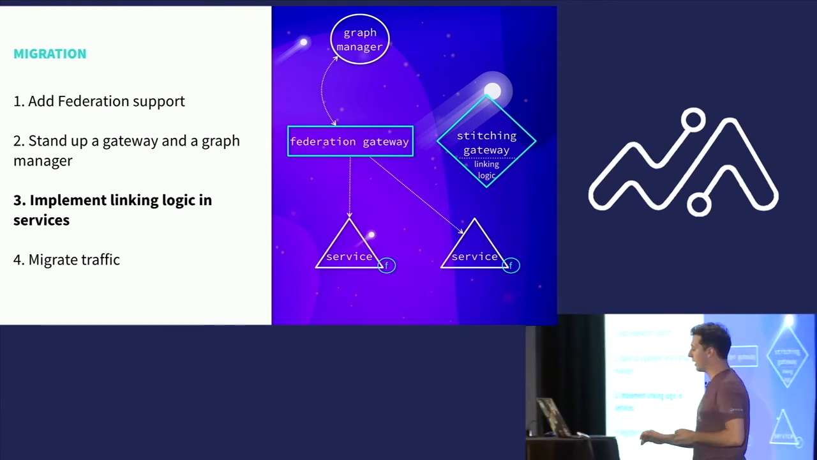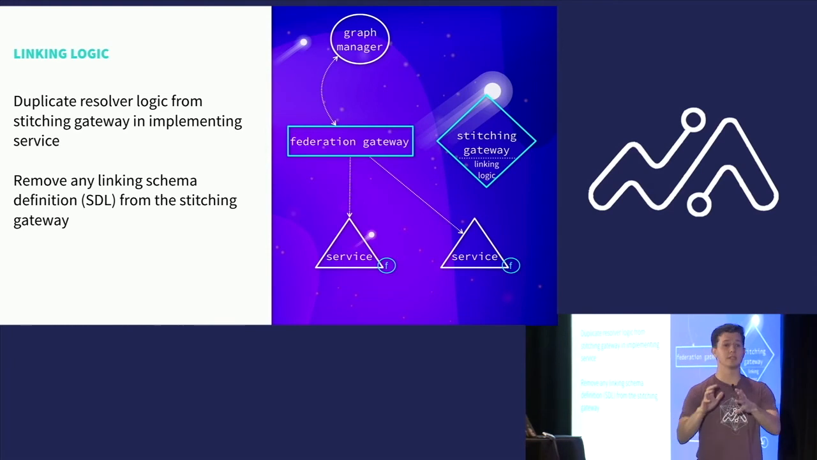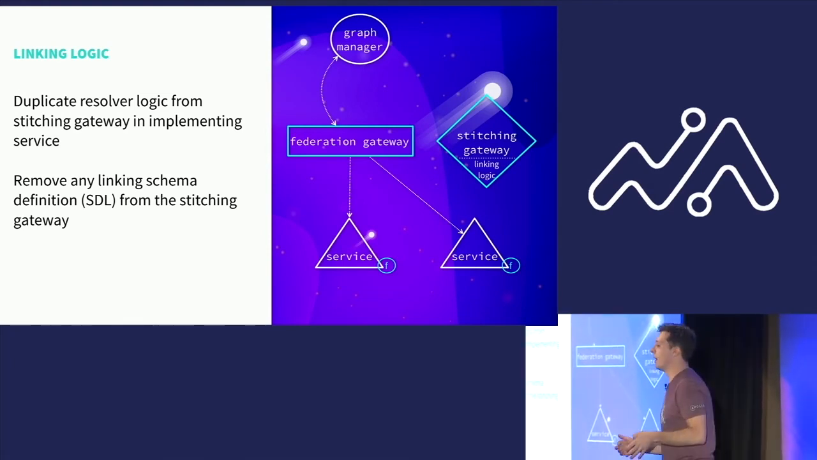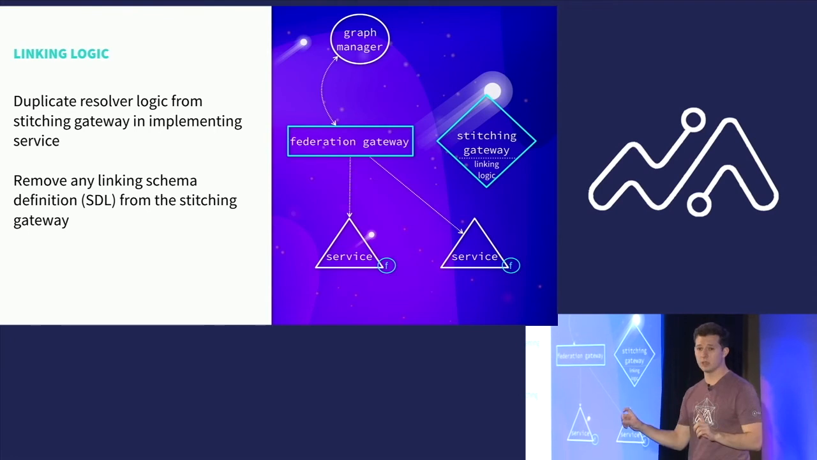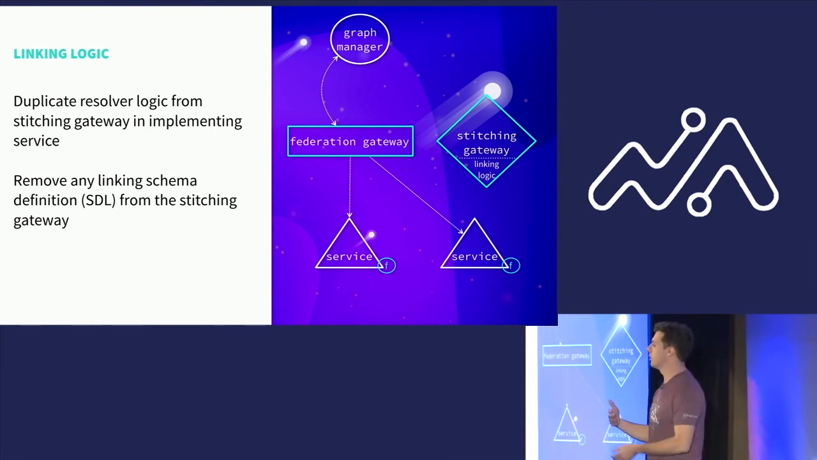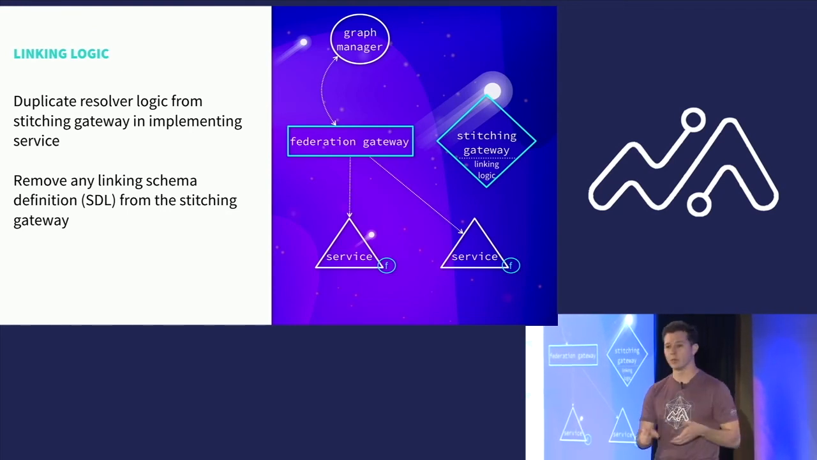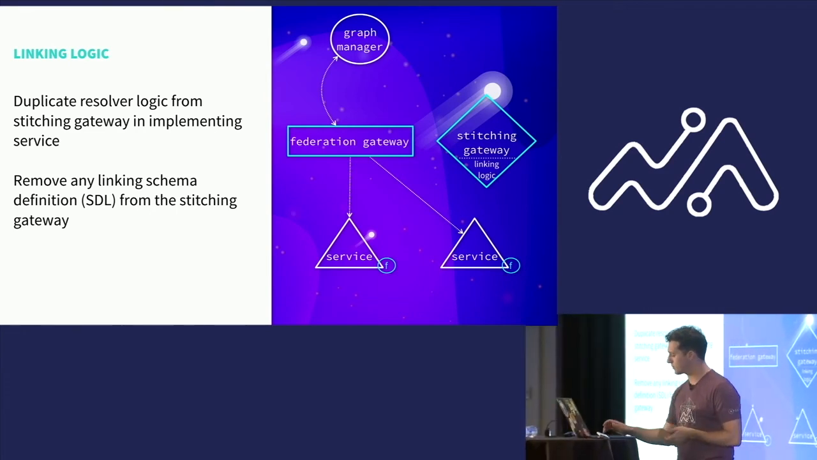So we did this by just duplicating that resolver logic that was already in the stitching gateway and putting it in the underlying services where it needed to go. And the one extra thing we needed to do is anywhere where we had additional SDL in the stitching gateway, we just took it out, because now that was in the service layer itself. When the gateway was configured with the service's partial schema and its contract, it would get that type extension that was previously in the stitching gateway.